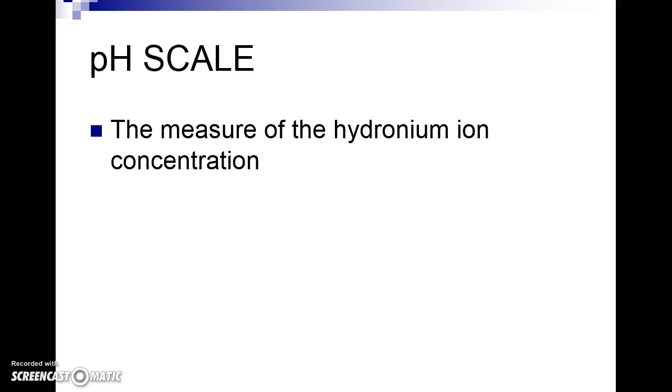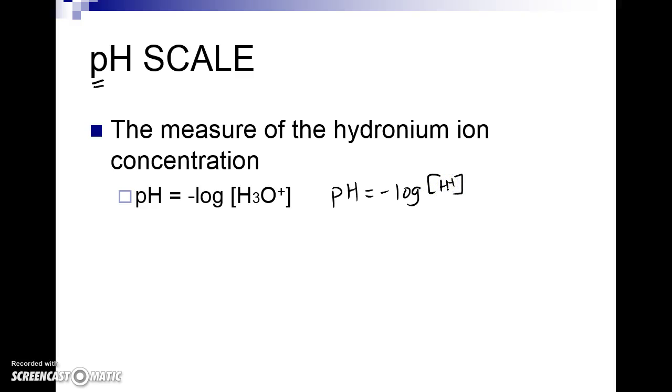So the pH scale is really a measure of the hydronium ion concentration. And the P, this operator, which has to be lowercase, you don't write pH with a capital P and an H, this P means the negative log of. So here's our definition. pH is the negative log of the H3O plus, or pH is the negative log of H plus, since we know those are interchangeable. So that's what the P is, an operator, and that's what it stands for.